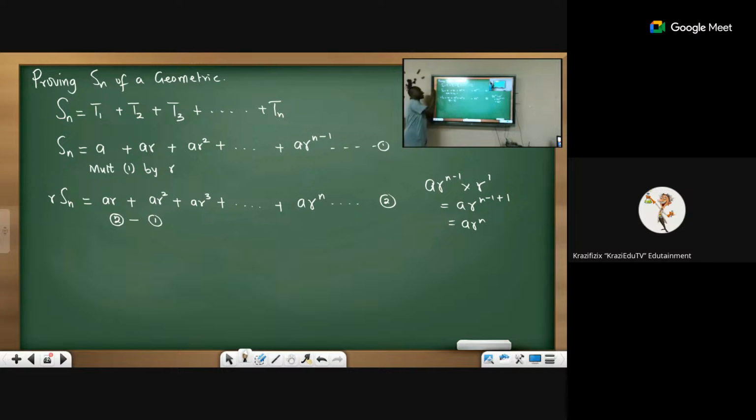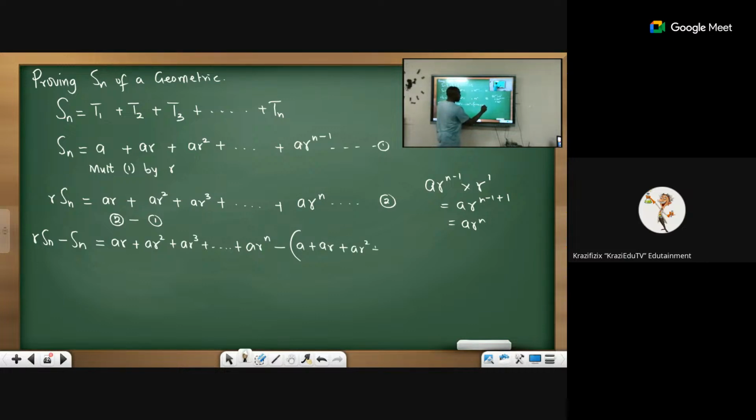I'm going to subtract the left-hand side and subtract the right-hand side separate. Please watch this step. What would I have? RSN minus SN. That's the left-hand side. Look at this one. I'm going to write the whole thing in full. What do I have? What's my equation 2? AR plus AR squared plus AR cubed plus AR to the power N minus, can I have my equation 1 now? What do I have? A plus AR plus AR squared plus, all right.